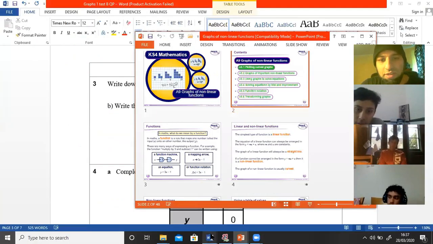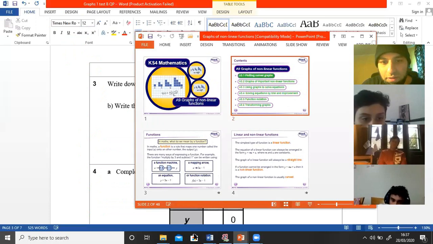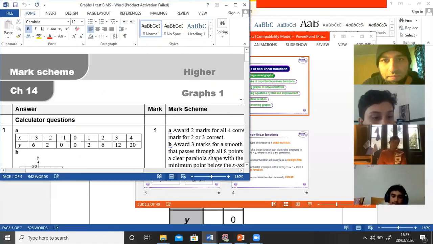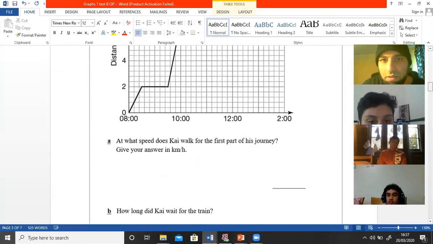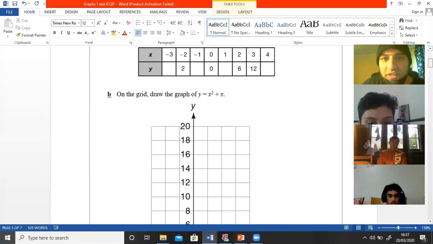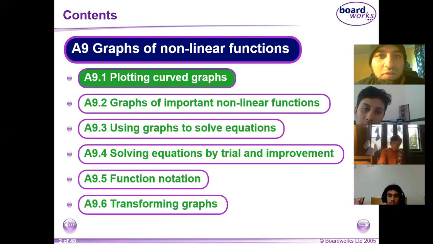If you remember this question here, just put it up. Can everyone, no, not that one. Can everyone see the exam paper? Yeah. Remember the question a few weeks ago, we plotted a graph? Yeah.